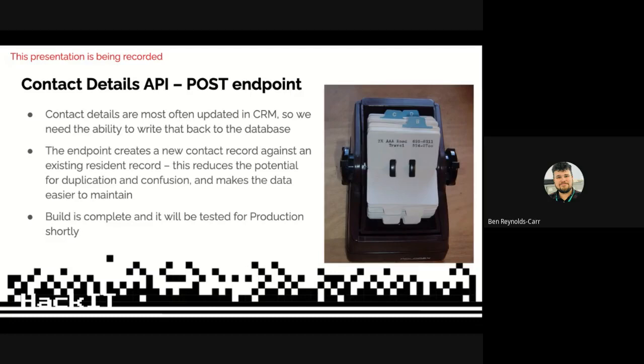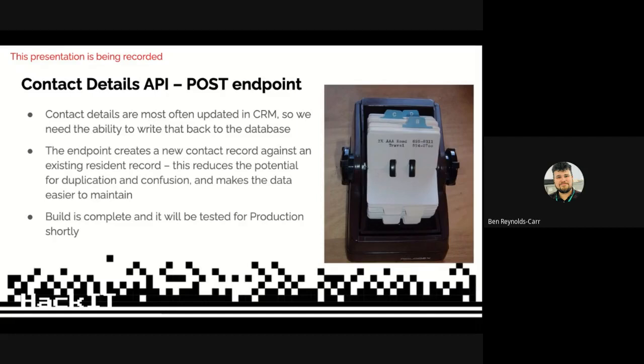Now, what that means is, we usually looked at creating a new resident record, but a new contact record instead. Creating a new resident record might create confusion and make the data hard to maintain, because if you're creating a new person every time somebody moves house, you end up without a clear link of when that person is moving in, in their history of residency.